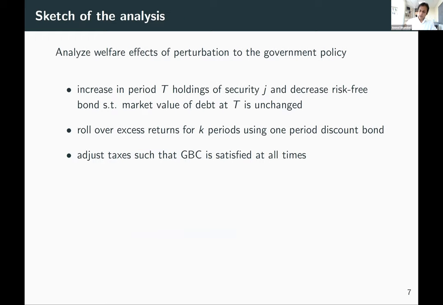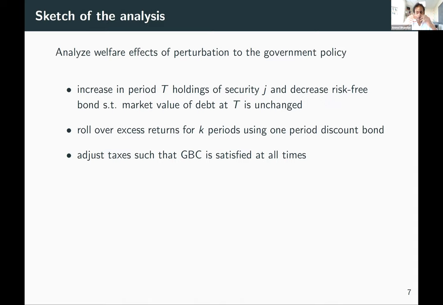Okay. Given that this will be a short talk, let me first sketch out how we do the analysis, and I'll spend most of the time on results from special cases. So the broad steps are the following. We consider welfare effects of a perturbation to the government policy. The kind of perturbations we are interested in are perturbations which reshuffle the government's debt at some history, and then the government rolls over whatever excess returns it gets from this reshuffling of debt over time. In particular, think of the following simple perturbation where, in some period, it increases the holdings of security J and decreases the holdings of the risk-free bond, so that the market value of the portfolio at date t is unchanged.